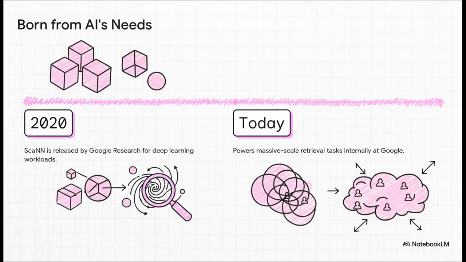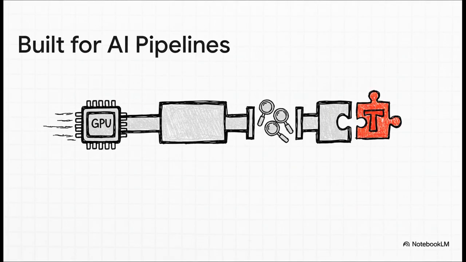To really get ScaNN, you gotta look at when it showed up on the scene. It was released by Google Research back in 2020, so it's a pretty modern tool for a very modern problem. See, it wasn't just built in a lab somewhere for fun. It was forged in the fires of deep learning's massive demands. It was battle-tested inside Google on some of their biggest, most important retrieval tasks. It was born from a very real need to search through data on a scale that was pretty much unheard of before.